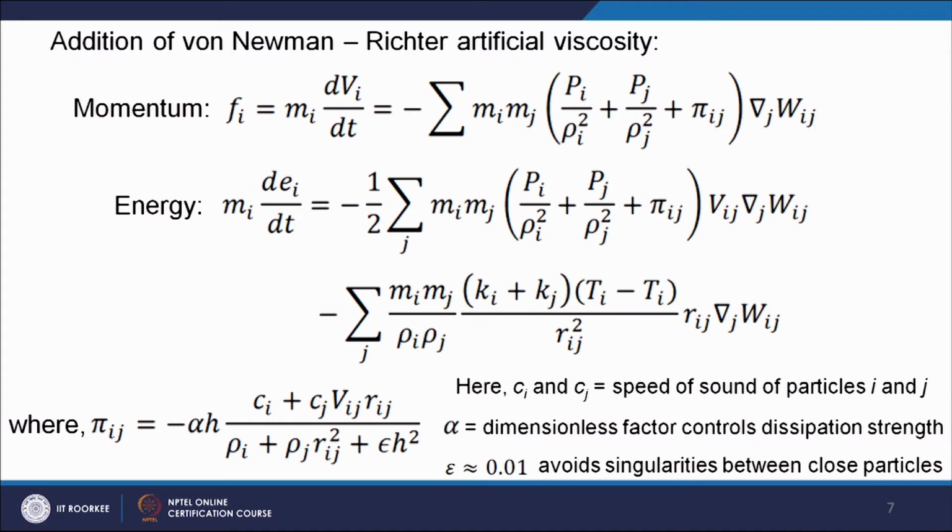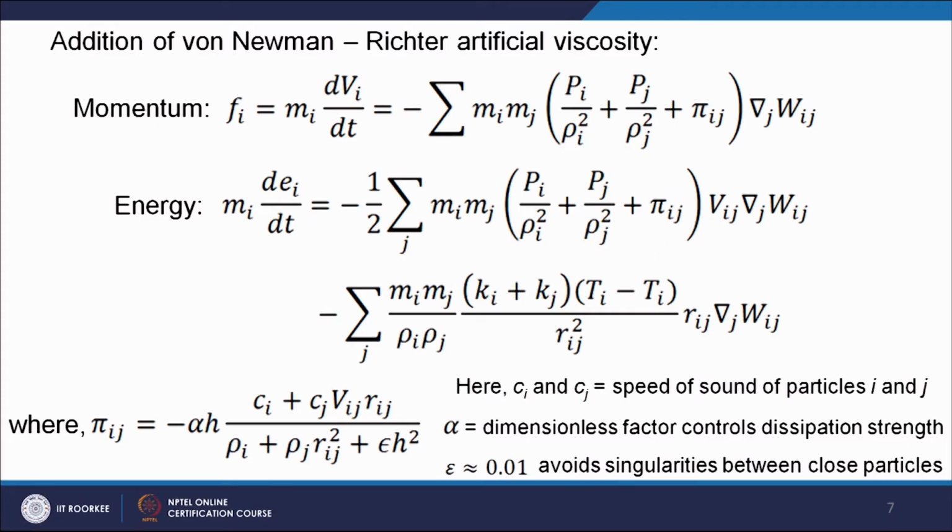Okay. Similarly, in the energy equation, we also had these pressure terms. So, there we can add this pi ij. Earlier this was with pi ij equal to 0, without this von Neumann and Richtmyer artificial viscosity. So, here we can also add pi ij over here. Now, what is this pi ij?